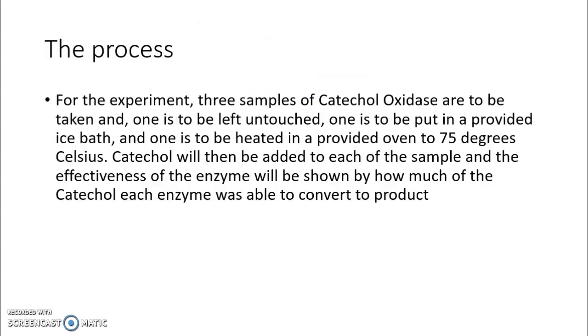And so the process that I chose to prove that, the experiment has you using 3 different samples of catechol oxidase in vials, one of which is to be left at its normal optimal temperature to be used as a control, one of which is to be submerged in an ice bath to show how it works when it's cold. This ice bath will generally be around 0 to 5 degrees Celsius. And the last sample will be placed in an oven at around 75 degrees Celsius to show what will happen when the catechol oxidase is heated to that higher temperature.